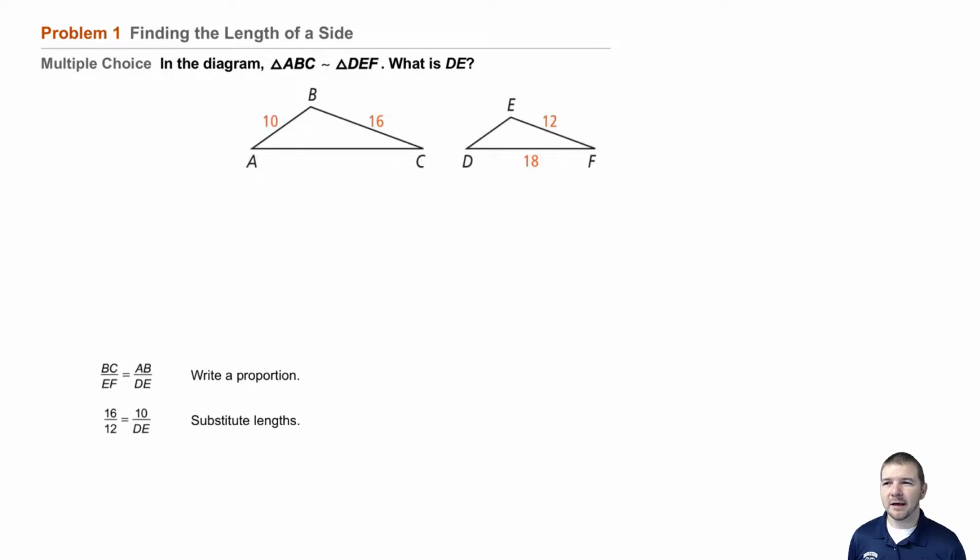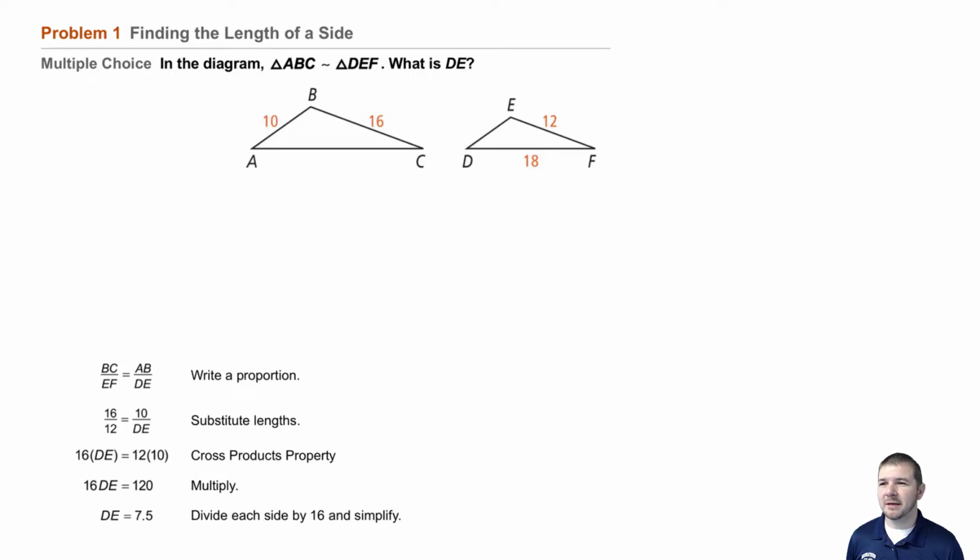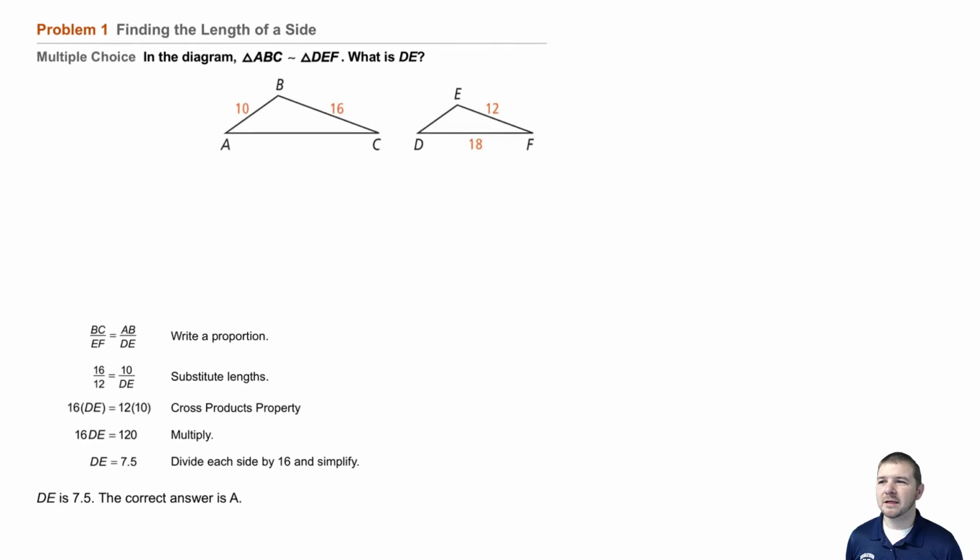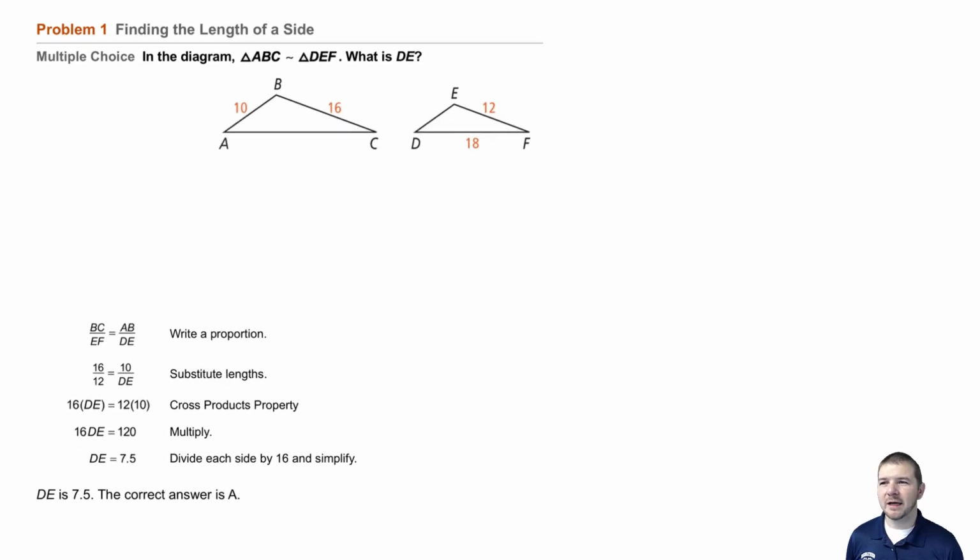Then substitute the known lengths: 16 for BC, 12 for EF, and 10 for AB. DE remains unknown, but now we have a proportion with three of the areas filled in with constants, so we can solve for our unknown DE. We'll use the cross products property. 16 times the length DE equals 12 times 10, and multiply: 16 DE equals 120, and then divide each side by 16 to isolate DE, and we'll find that DE, the measurement of that segment, equals 7.5. DE is 7.5, so the correct answer is A.